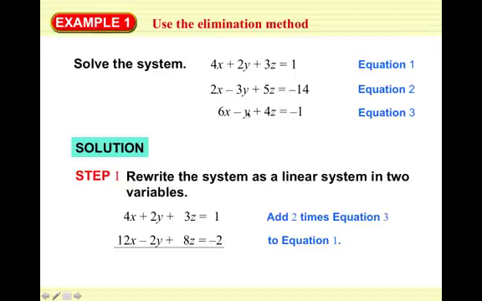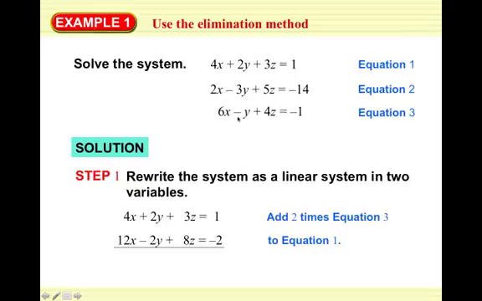Let's get rid of y, because what we can do is take plain old equation 1 and add to that 2 times equation 3, and we will be able to eliminate the y's. So that's exactly what we're going to do. We're going to add 2 times equation 3 to equation 1. So we recopy equation 1, so it's a straight recopy. 4x plus 2y plus 3z equals 1.